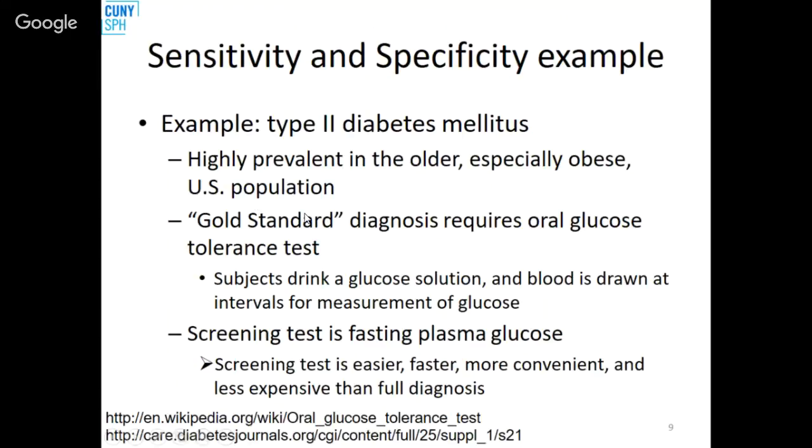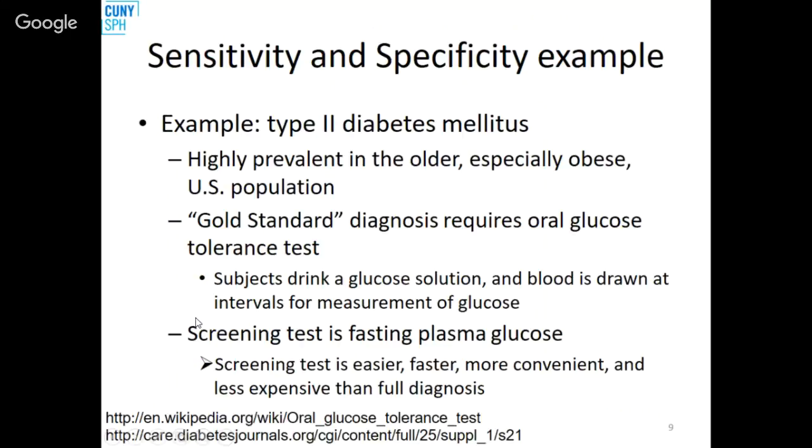There is a gold standard test, the oral glucose tolerance test, where individuals drink a glucose solution and then blood is drawn at intervals for measurements of the glucose. So you see the rate at which it is being metabolized by the body. So it takes a while and it's invasive. It requires a number of blood draws.